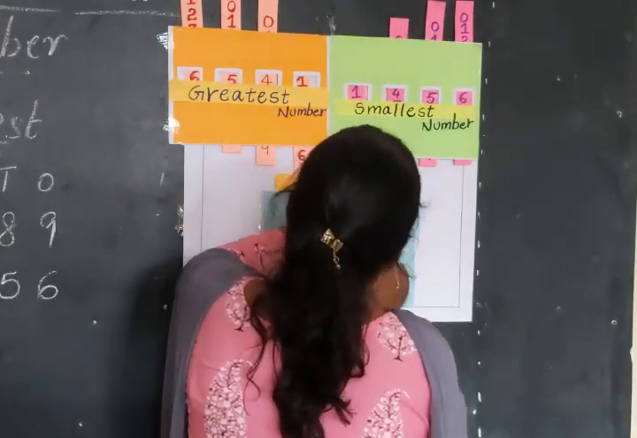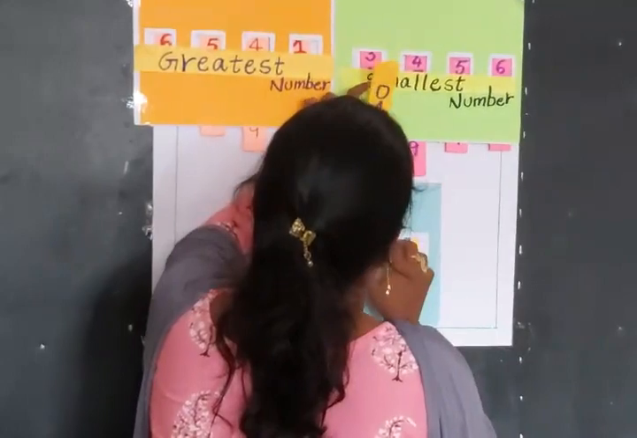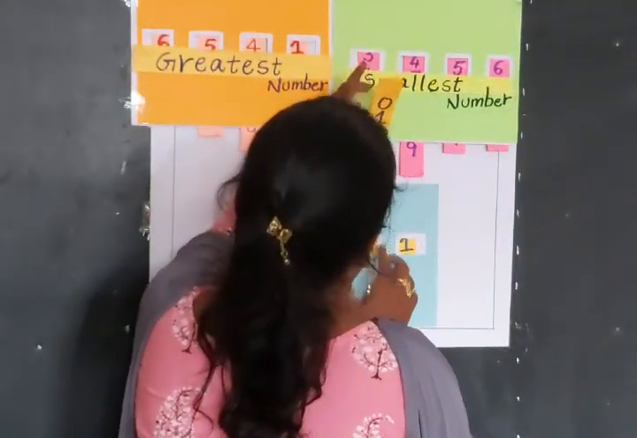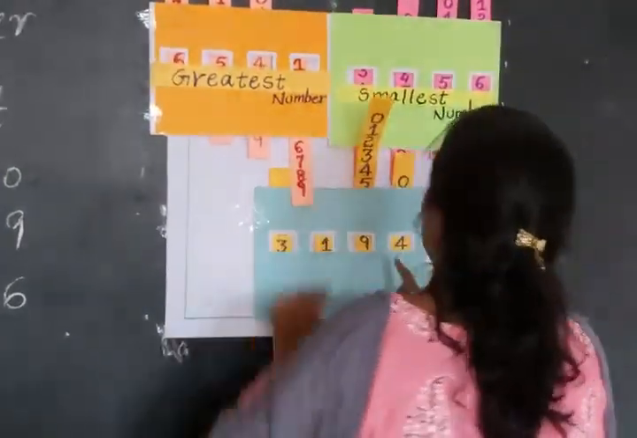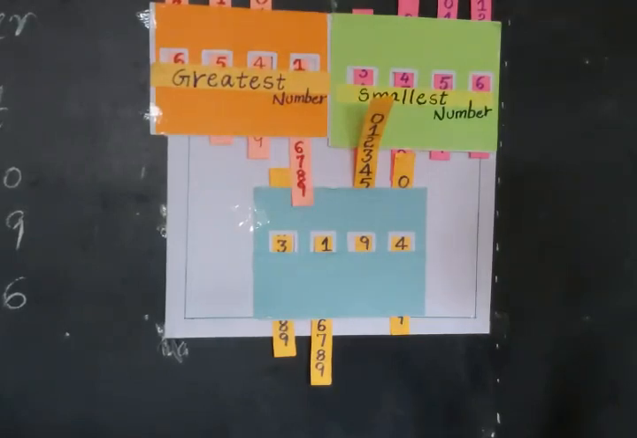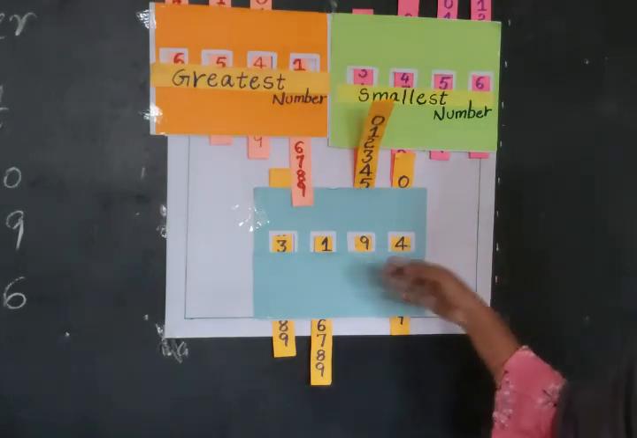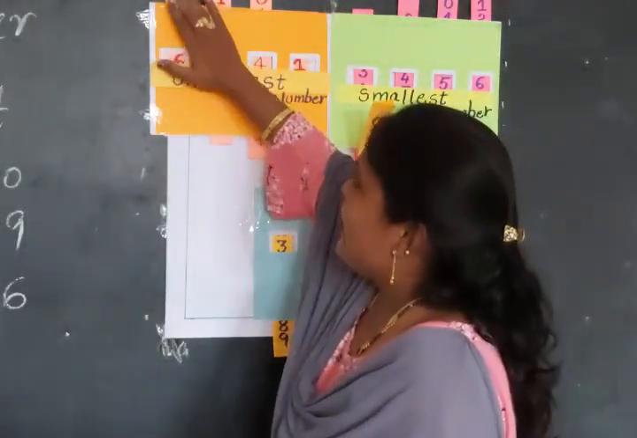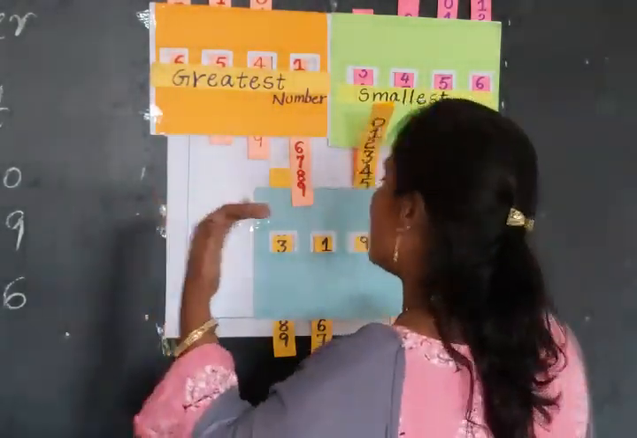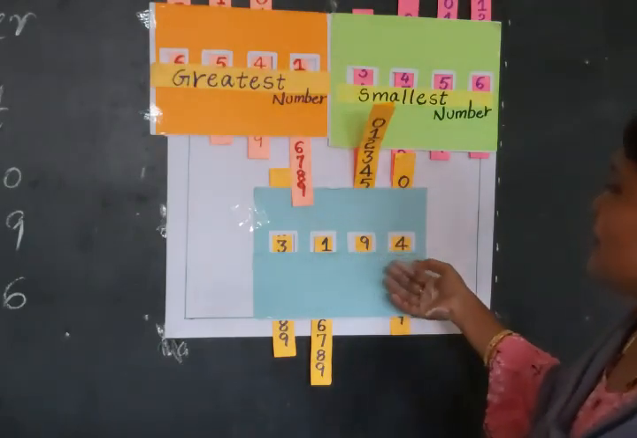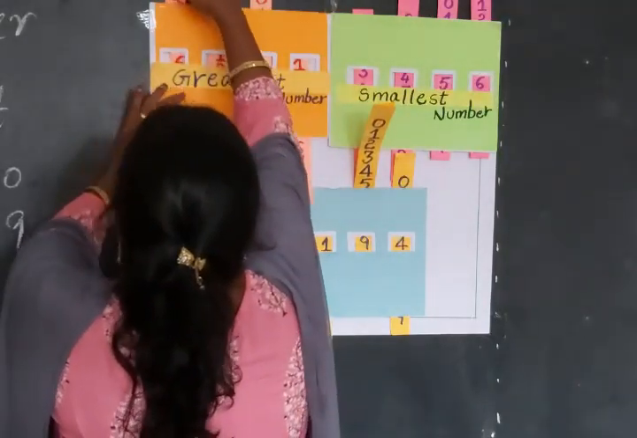What are the digits? 3, 1, 9 and 4. So these are the digits given to you. Now let us frame the greatest and smallest numbers using these digits. To form greatest number, which order? Descending order, that is from the biggest to the smallest. What is the biggest number in these digits? That is 9. So first 9 in thousands place.